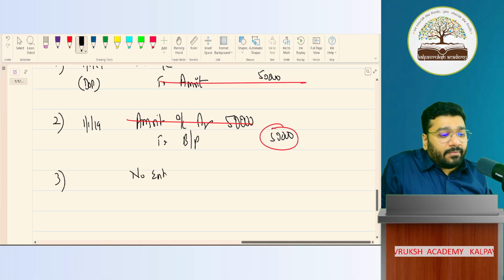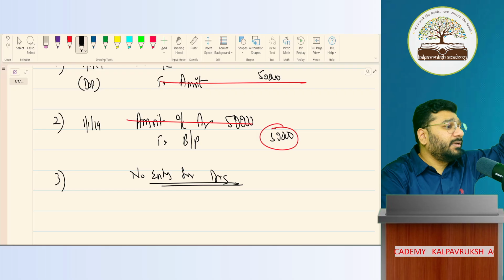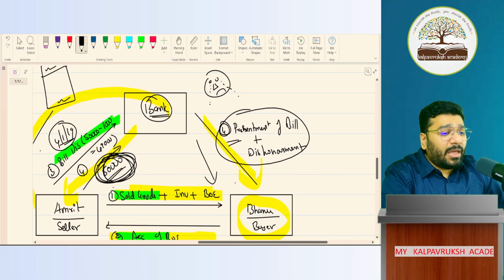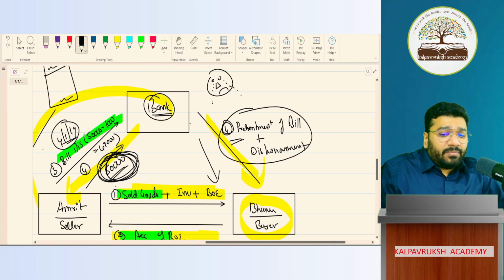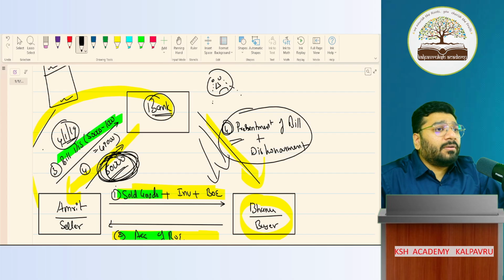No entry for discounting. This example is only for your knowledge. Then what happens? Fourth transaction. The bill is presented by the bank to the buyer, that is the customer. And the customer says, get lost.